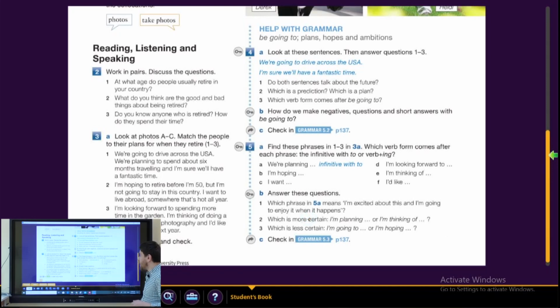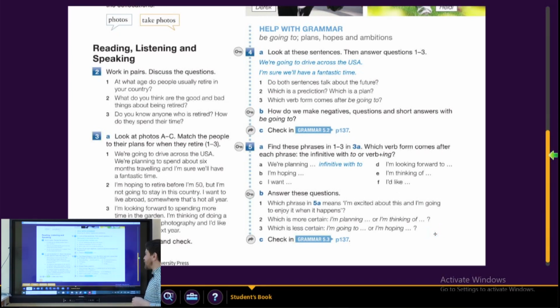And look at 2. Which is more certain? Which is more definite? I'm planning or I'm thinking of? I'm planning is more definite, more certain. I'm planning to start a Russian course. I'm more sure about that. But I'm thinking of starting Spanish, or we could say a German course. I'm just thinking of.